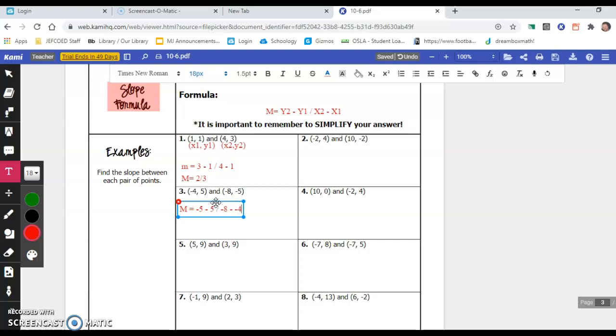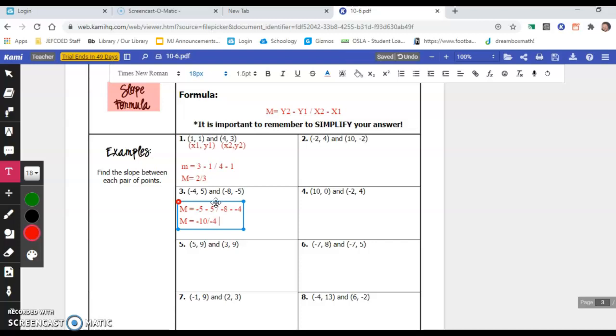Okay, now don't get confused with your positive and negative values, guys. If you have a calculator, you're more than welcome to use it. If you want to pull one up on your computer, you're more than welcome to. Okay, so again, simple subtraction. You have -5 minus 5. That's going to give you a -10. And that's going to be over, you have a -8 minus a -4, which is also going to leave you with a -4.